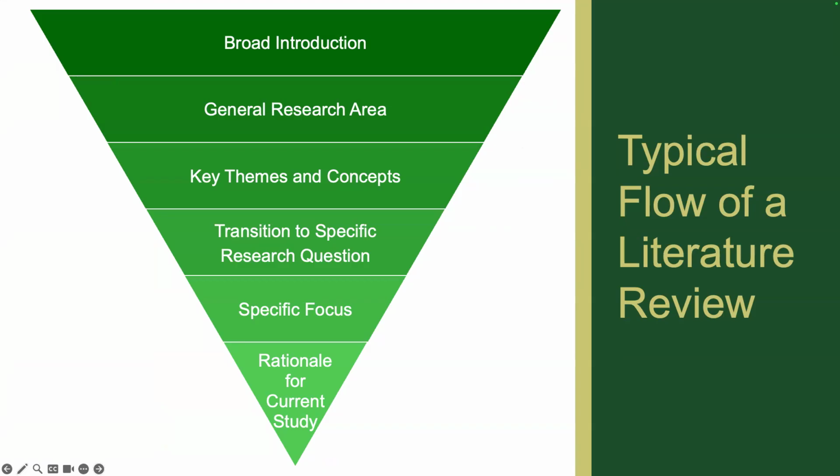Maybe it's, again, like in that first example with emotional intelligence. If you can train people to have higher emotional intelligence, then there's merit for understanding that connection between emotional intelligence and how drivers interact with bicycles and pedestrians. And then that helps you start to transition to your specific research question. Like, what is that critical gap and how are you trying to answer that? And what is your specific focus? And lastly, what is the rationale for your current study?